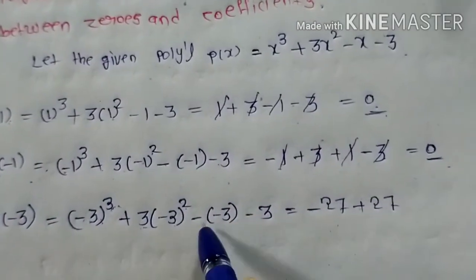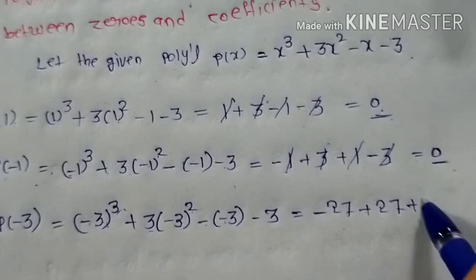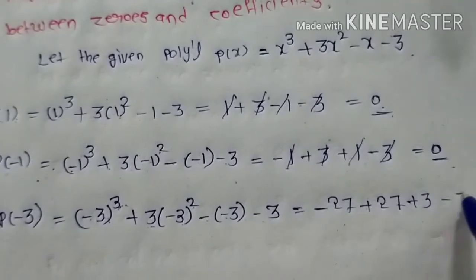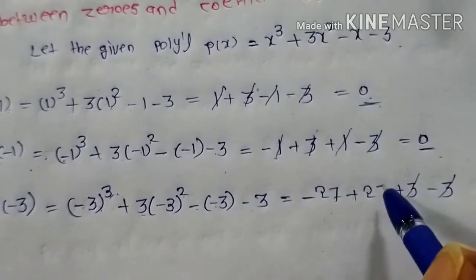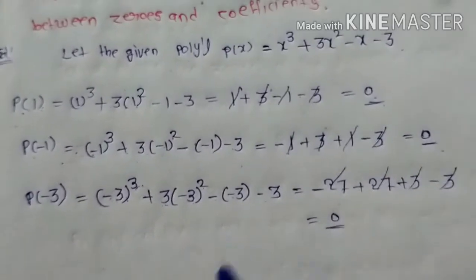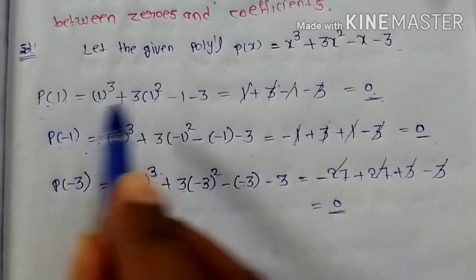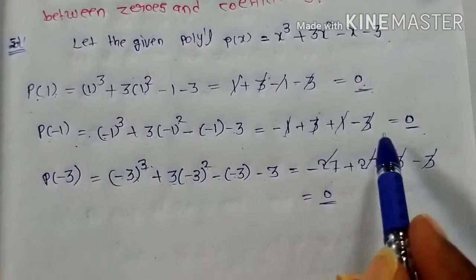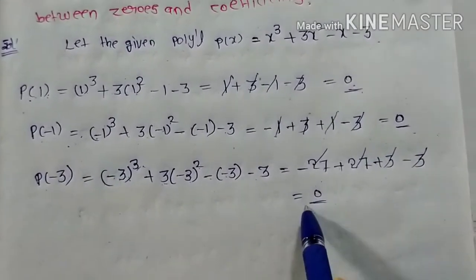27. Here minus into minus plus 3. Here minus 3. Plus 3 minus 3 cancel, plus 27 minus 27 cancel. That means you are getting how much? 0. Now you can observe here p of 1 is equal to 0, p of minus 1 is equal to 0, p of minus 3 is equal to 0.